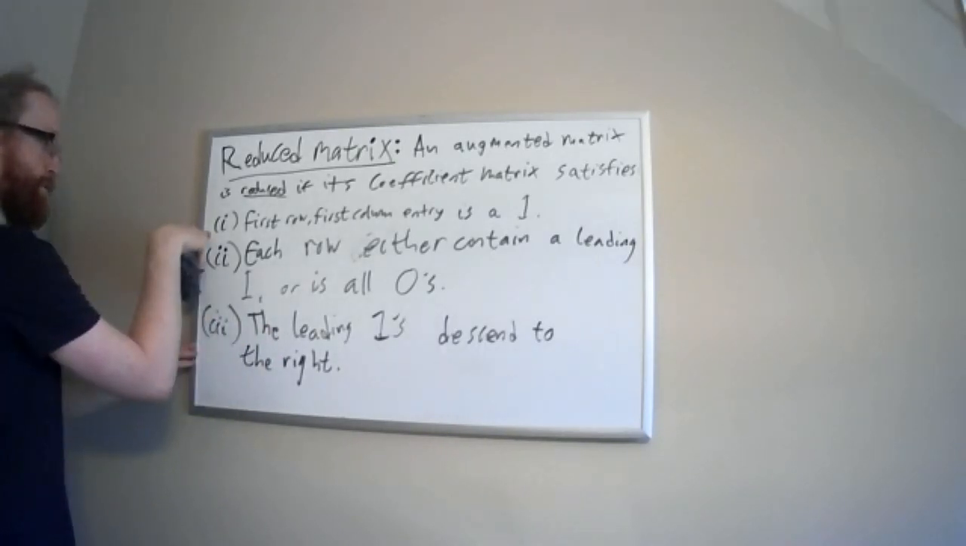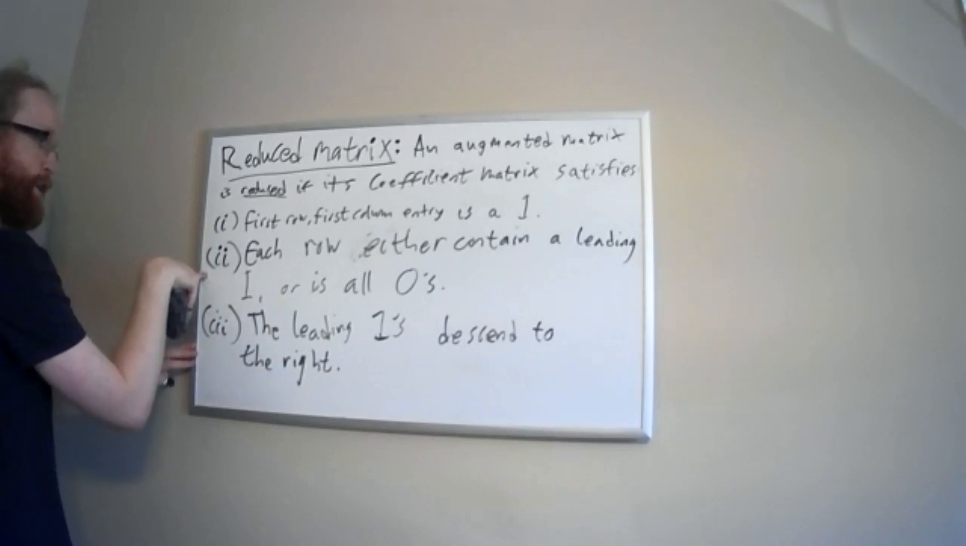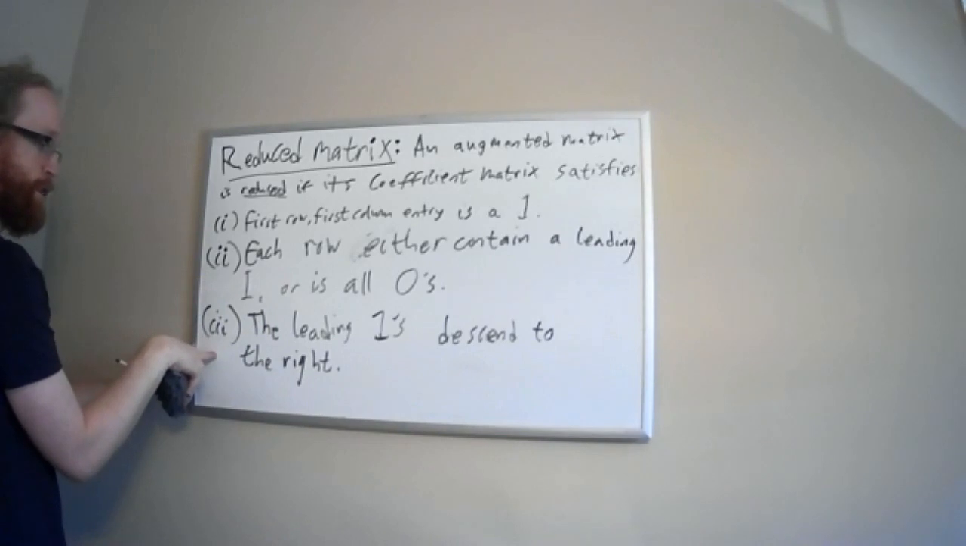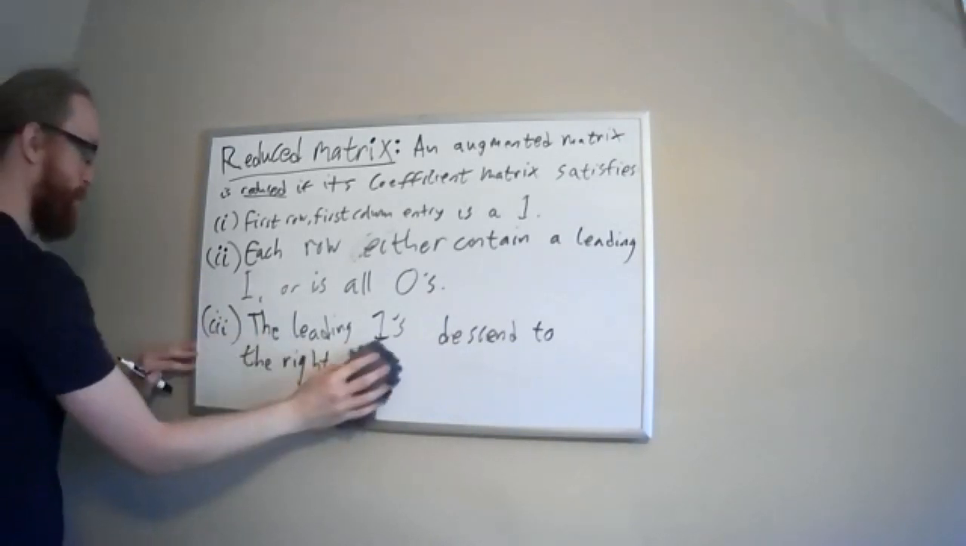So first row, first column's a 1. Each row is either a leading 1 or has all zeros, and the leading 1s have to descend to the right. Okay.